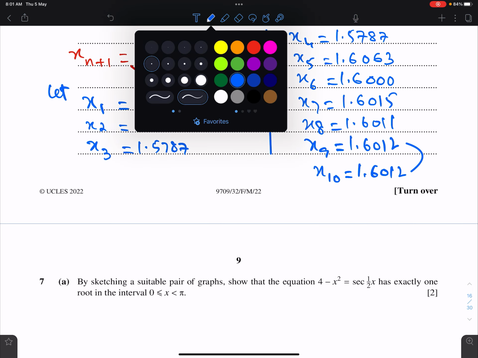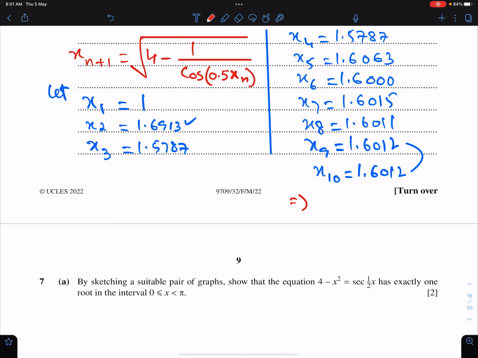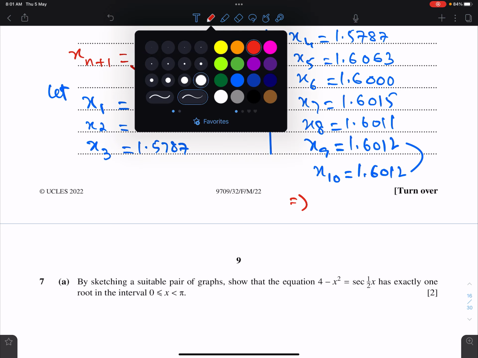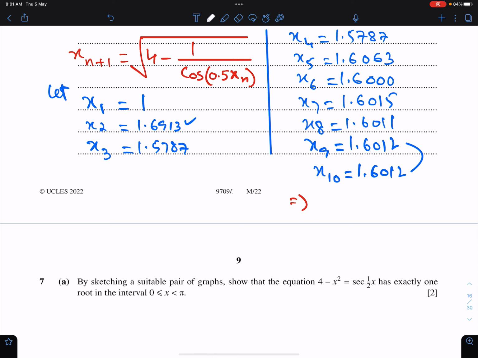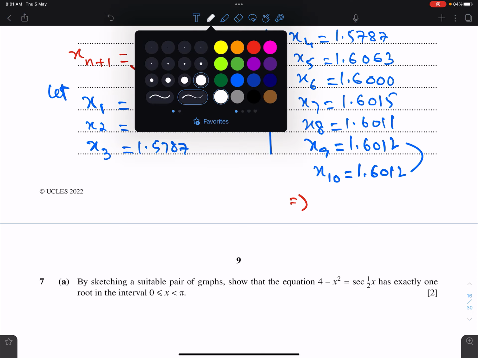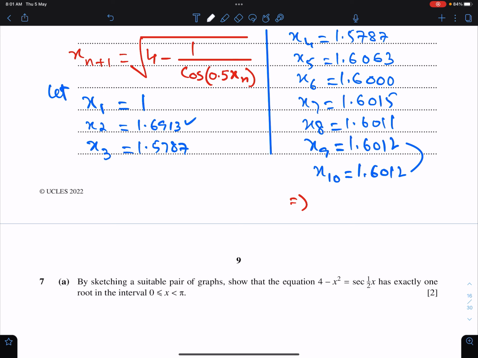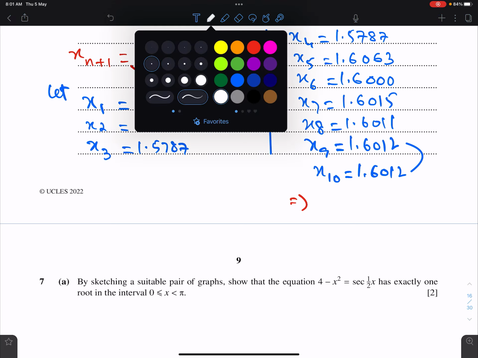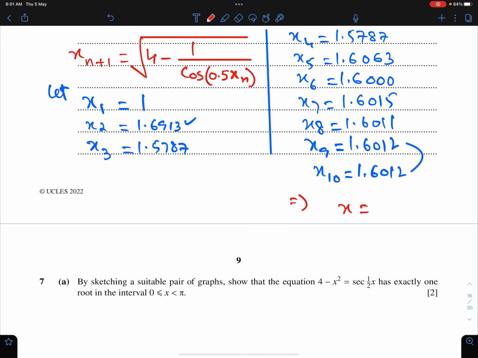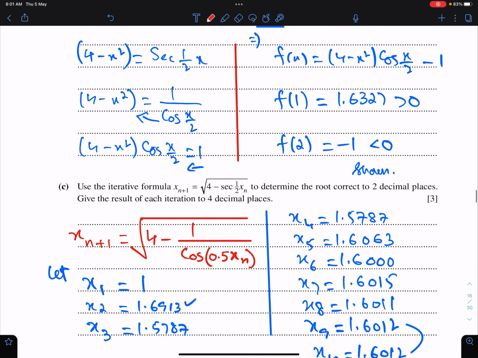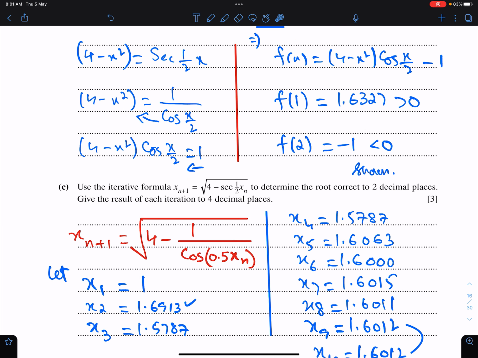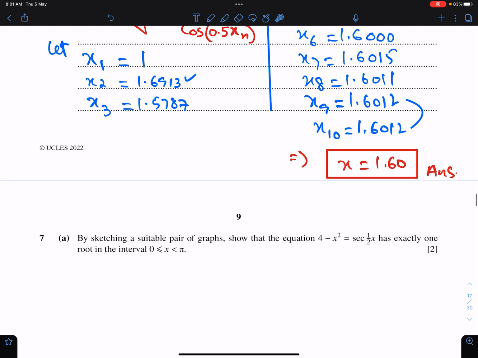Hence, the final answer is x is equal to 1.60. We have to give the final answer up to 2 decimal places.